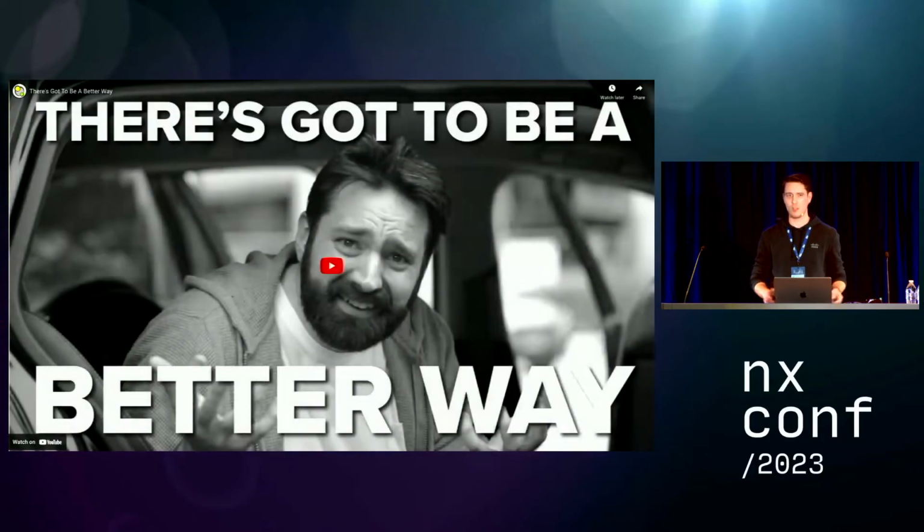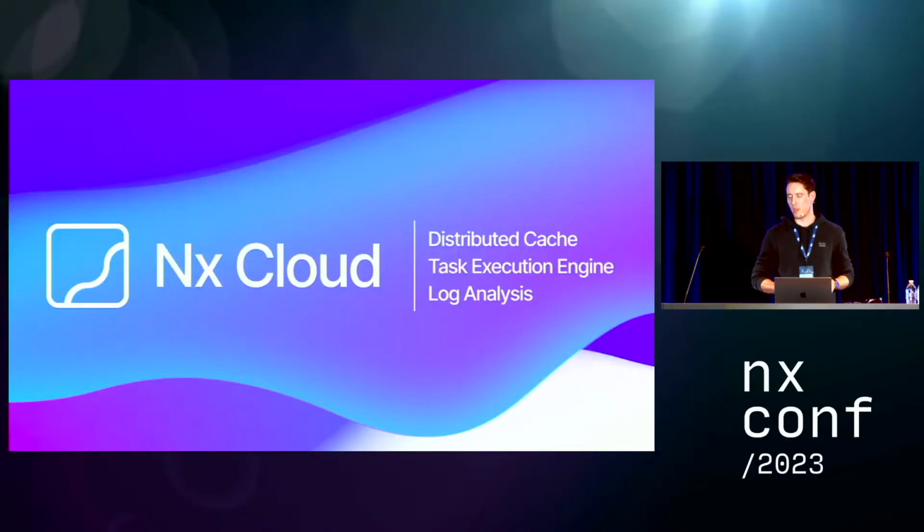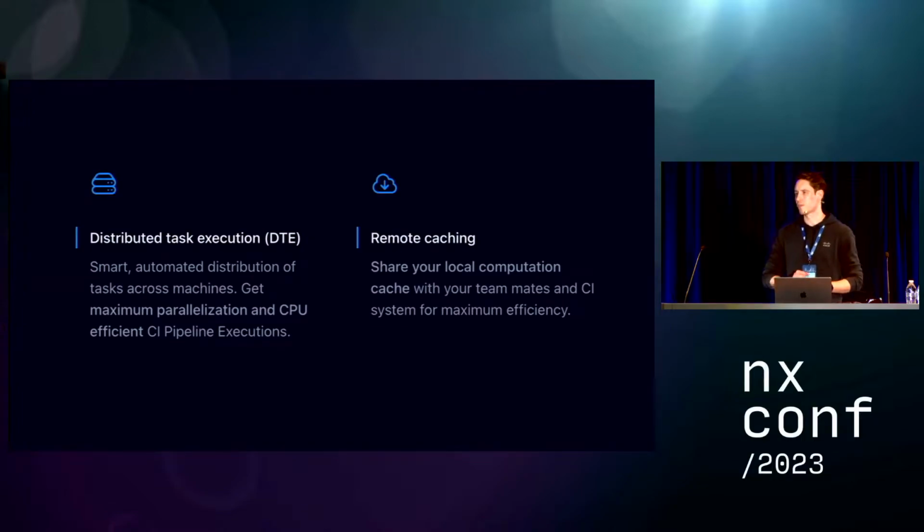There's got to be a better way. Thankfully, there is. We have been given the amazing opportunity of trialing NX Cloud Enterprise. In this trial, we wanted to see how our CI/CD performance and cost can improve when enabling the following two features: distributed task execution, also known as DTE, and remote caching.